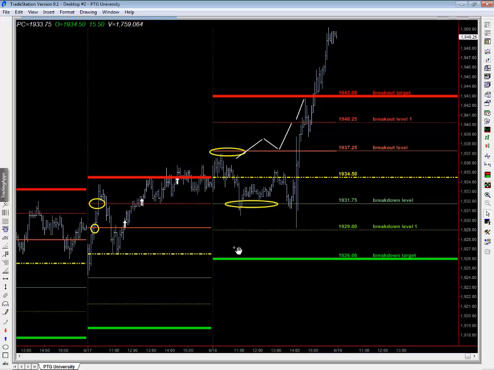And again, I don't want to get everybody confused in terms of so many levels, so many targets, and so forth. We use these as confluent zones. We trade price, we trade the direction as we do on a day-to-day basis, but these are targets, these are zones that we hit almost on a day-to-day basis.